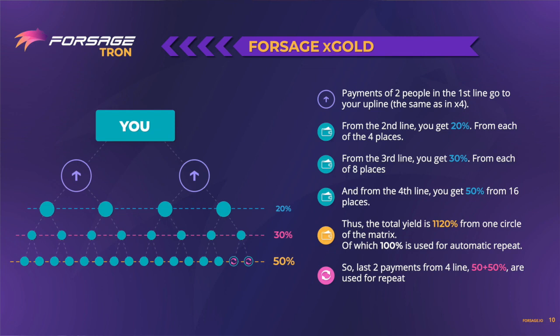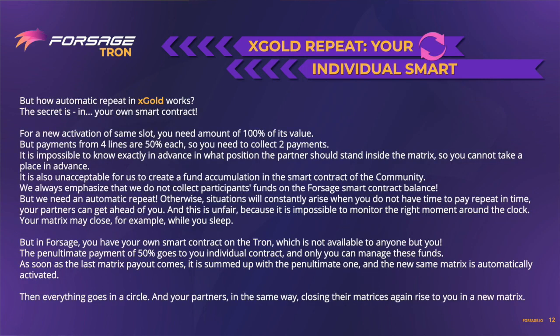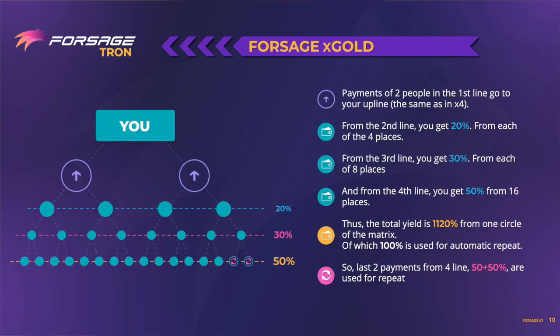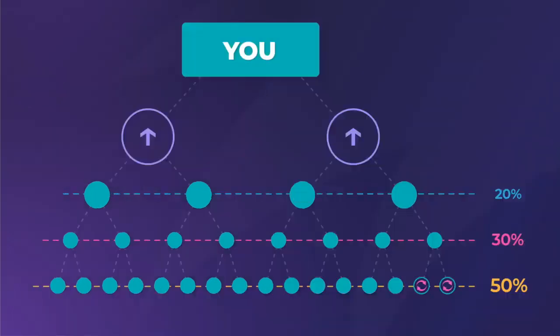But how does automatic repeat in X-Gold work? Now it's time to explain the meaning of the individual smart contract. For a new activation of the same slot you need an amount of 100% of its value. But payments from fourth lines are 50% each, so you need to collect 2 payments. It is impossible to know exactly in advance in what position the partner should stand inside the matrix, so you cannot take a place in advance.